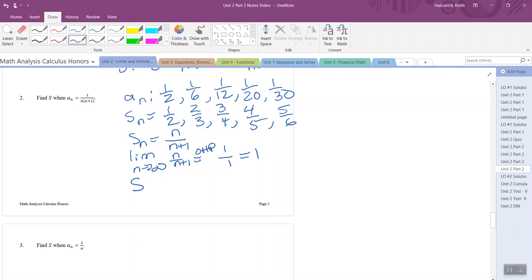And then the last thing is to find the sum, which is the limit of the sum, which is equal to the sum of the sequence, and that is equal to 1.